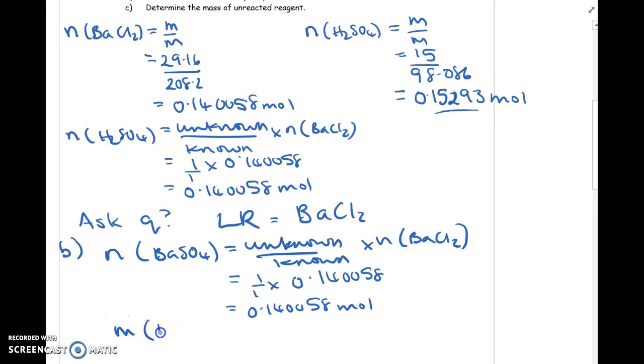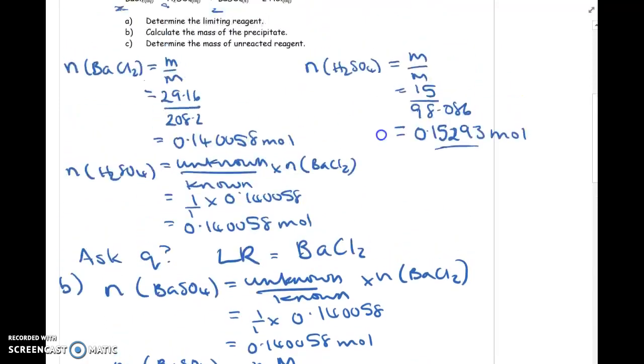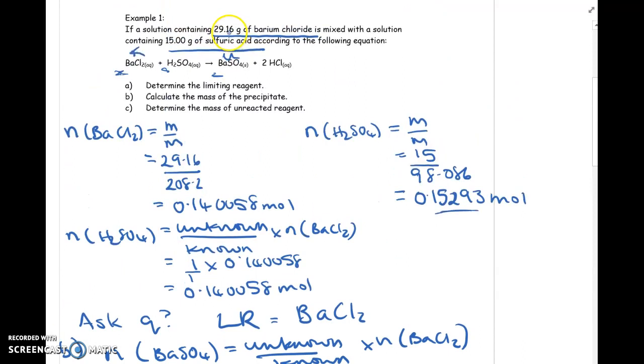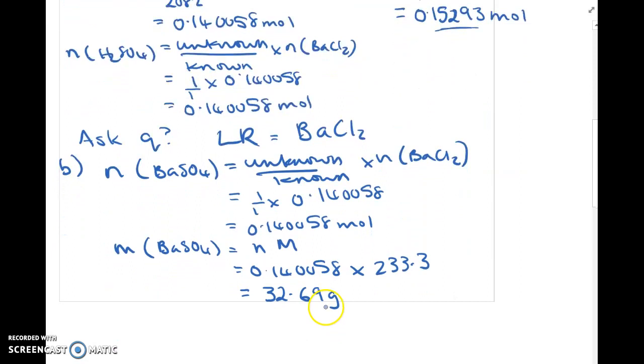So the mass of the barium sulfate will equal number of moles times formula mass, which equals 0.140058 times the formula mass of barium sulfate, which is 233.3, which comes out to 32.69 grams. Now, going back to the original question, you can see we had 4 significant figures there and 4 significant figures there. So our answer must also be in 4 significant figures.